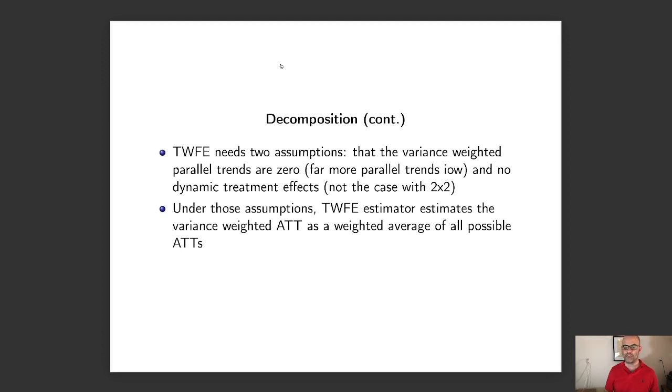Under those assumptions, two-way fixed effects is going to estimate the variance-weighted ATT, a weighted average over all possible ATTs. I said all possible ATTs because there is differential timing and states are getting treated at different points in time, so each state has an ATT. What you get from two-way fixed effects under those assumptions is a weighted average of every state's ATT, which is a nice property, so long as you're willing to make those assumptions.